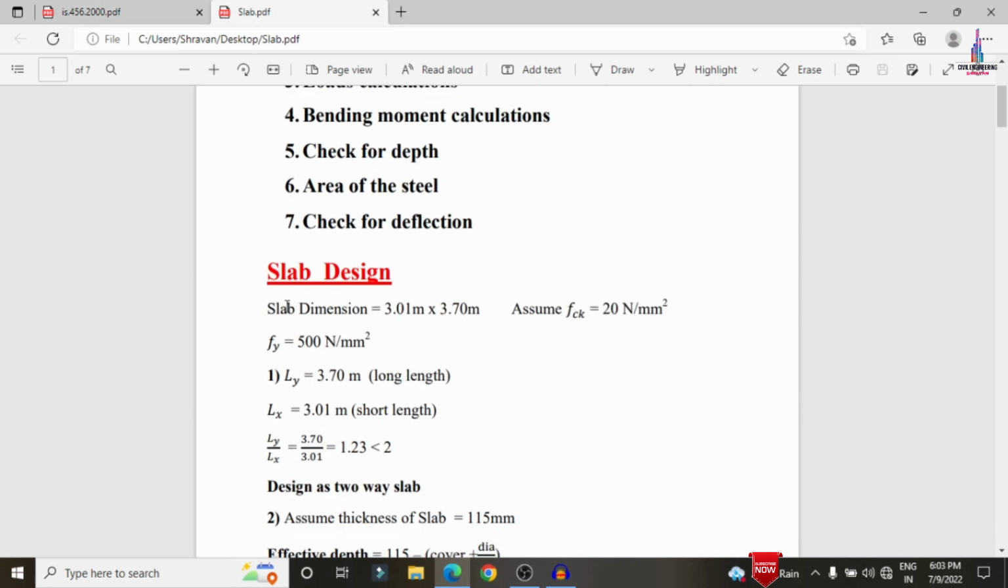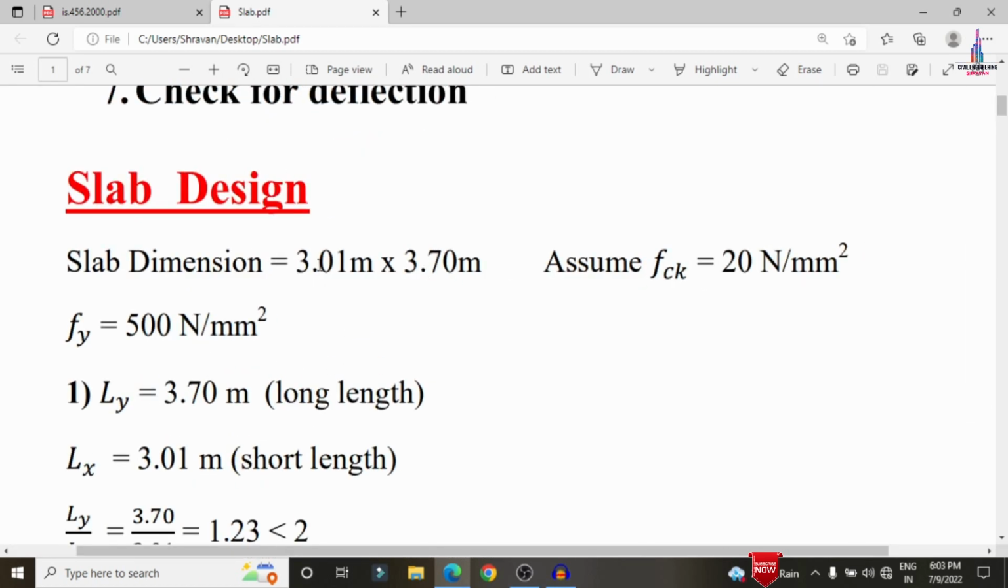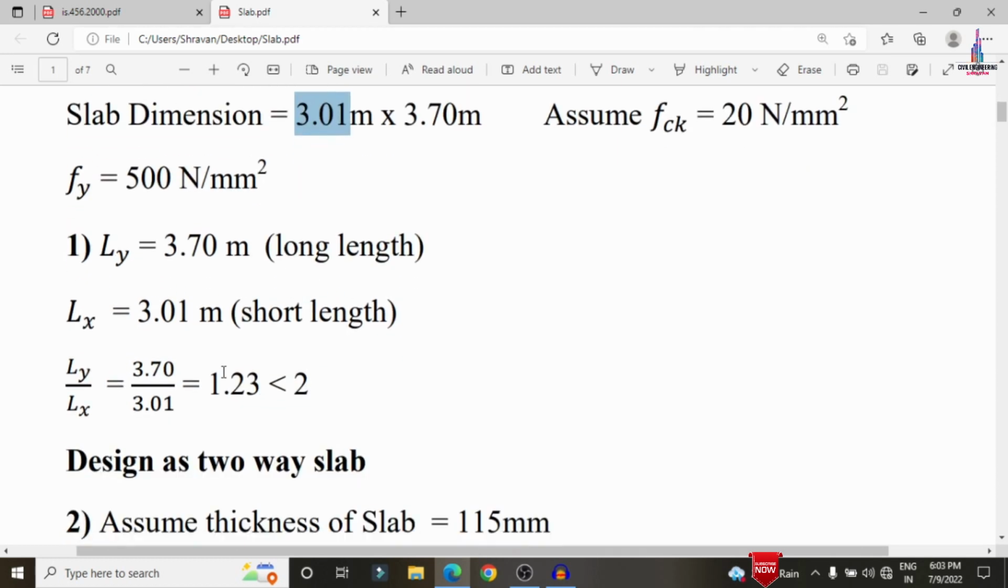For the first step, I am assuming the dimensions of the slab are approximately 3.01 meter by 3.70 meter. I am taking the grade of concrete as M20 and the grade of steel as 500. Here Ly is the length of the slab in the Y direction, the long length, which is 3.7, and Lx is the shorter length, which is 3.01. If you calculate Ly by Lx, the ratio of the long span to the short span, we get 3.7 divided by 3.01, which is approximately equal to 1.23. This is less than 2.